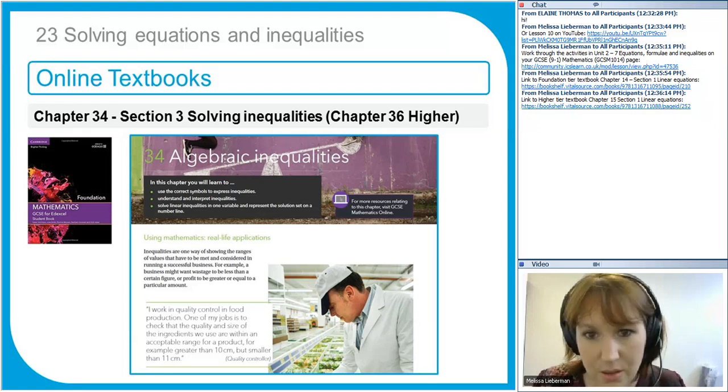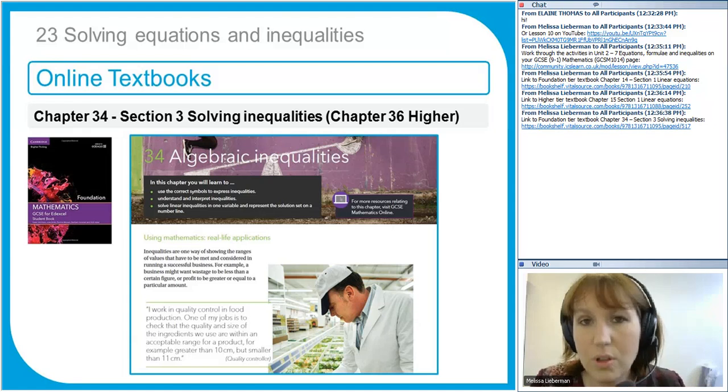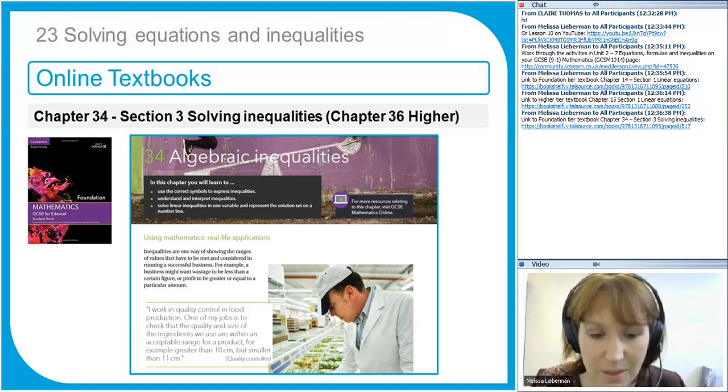There is a link to... you can ignore the bits that we've done already, just go straight to the bit about solving inequalities. And then higher tier, chapter 36.